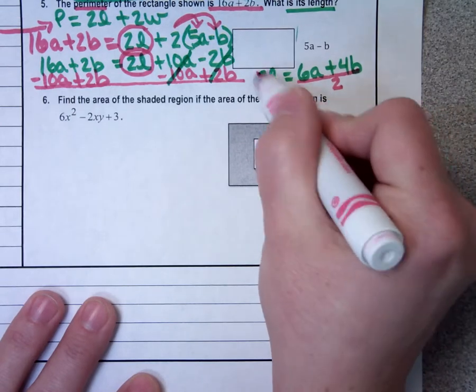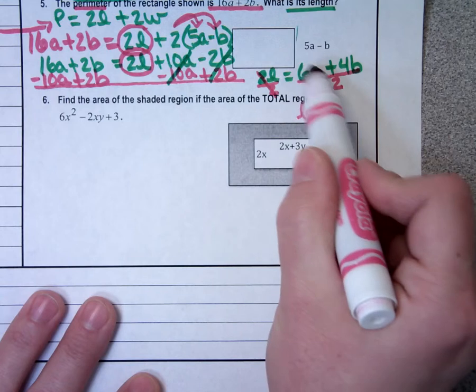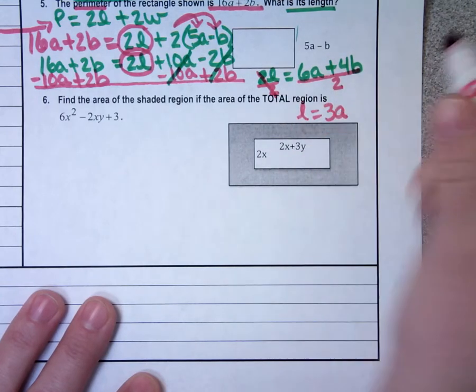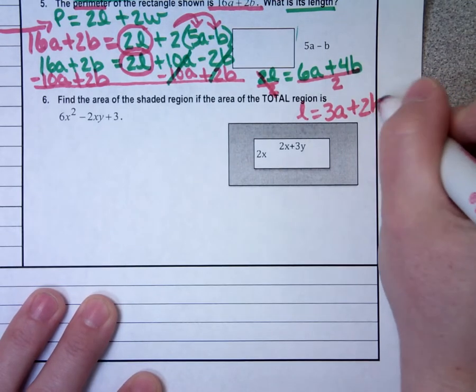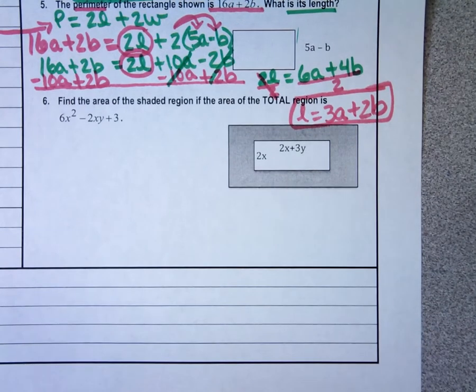So 2 divided by 2 is 1, so all I'm left with is 1L equals, and then what's 6a divided by 2? 3a. What's 4b divided by 2? 2b. And there's my length. I probably could have done this problem different ways, just kind of thinking about it, but I wanted to practice our formulas, and I wanted to practice plugging in and actually solving an official equation.